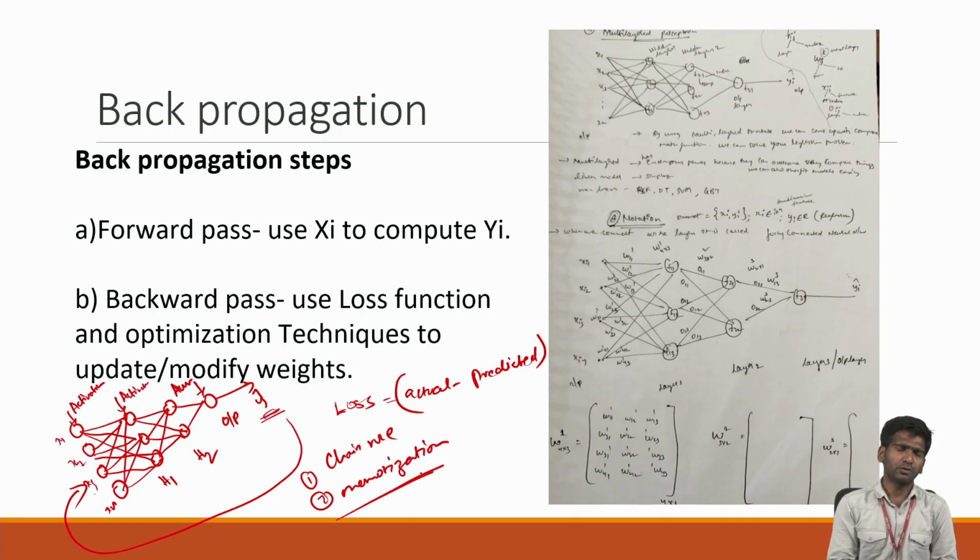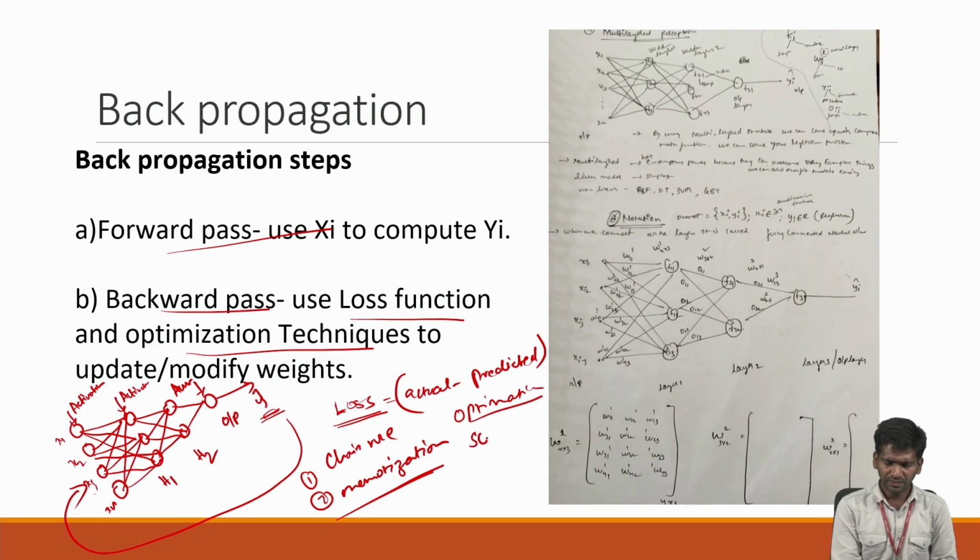But to understand the backpropagation steps, we need to consider the main steps. One is the forward pass. Forward pass is nothing but giving an input and getting an output. Then the backward pass is where we use the loss function and an optimization technique to update the weights and modify them.